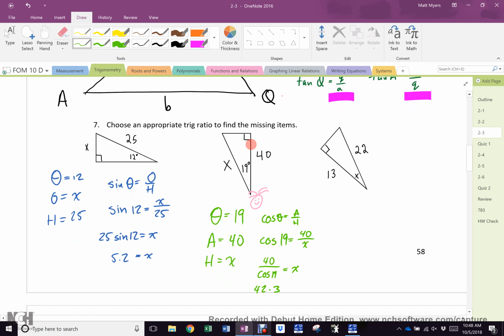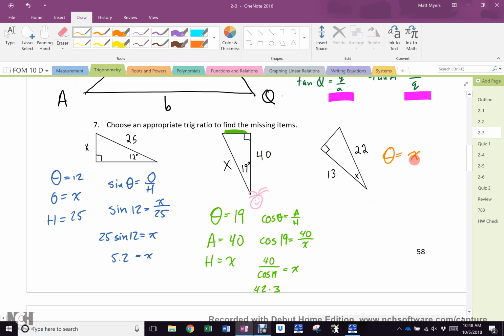Does that answer make sense? One of the legs of the triangle is 40. We only moved a tiny bit, 19 degrees, so this has to be very short. So the hypotenuse must be a little bit more than 40. Was it? Booyah, Grandma. And lastly, do I have a theta?